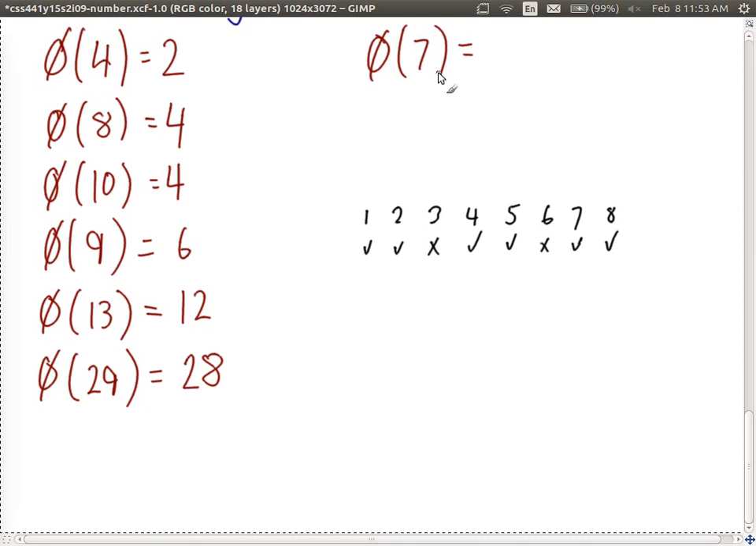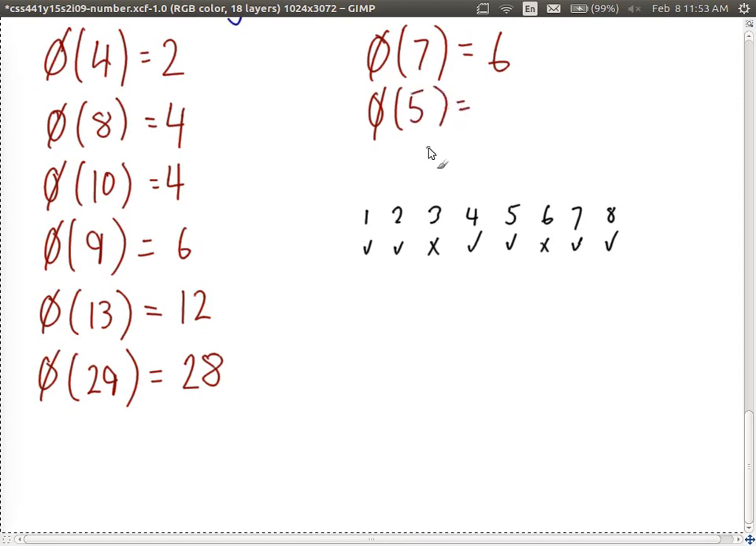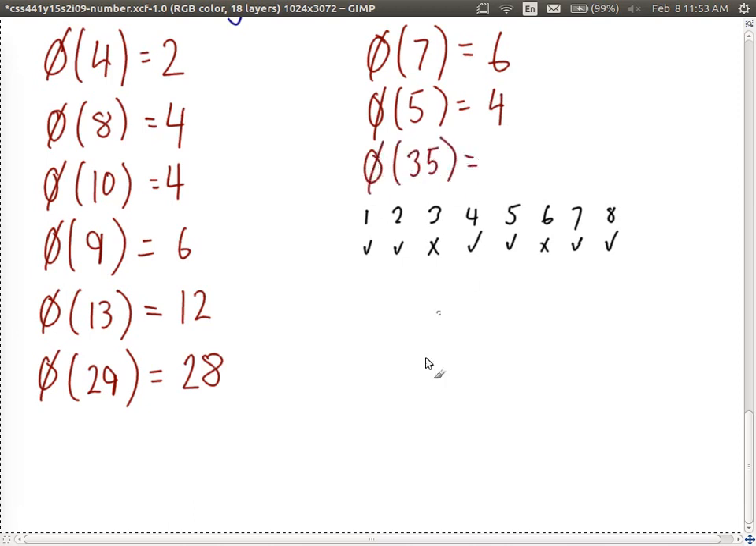Totient of 7, it is prime. Totient of 5, 5 is prime. Totient of 35, is it prime? No. So what are you going to do? You could try numbers 1 compared to 35, 2, 3, up to 34 and compare them all.